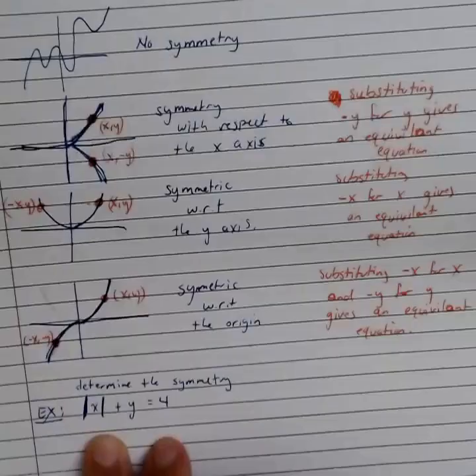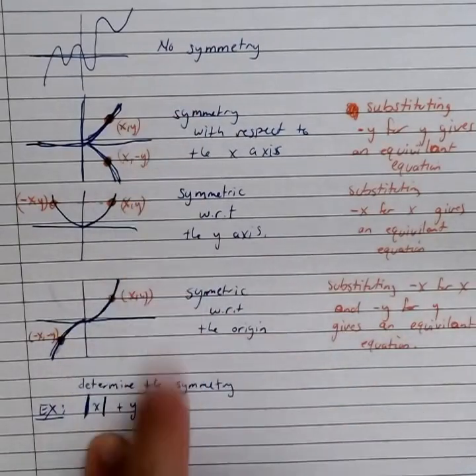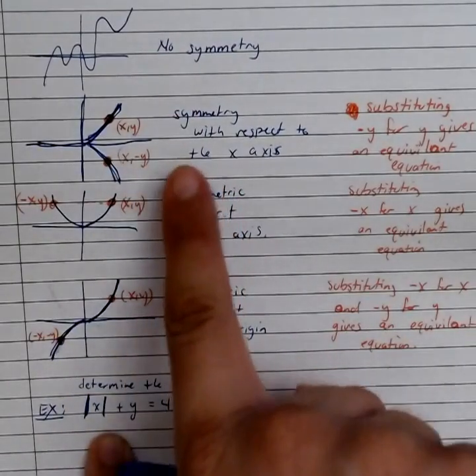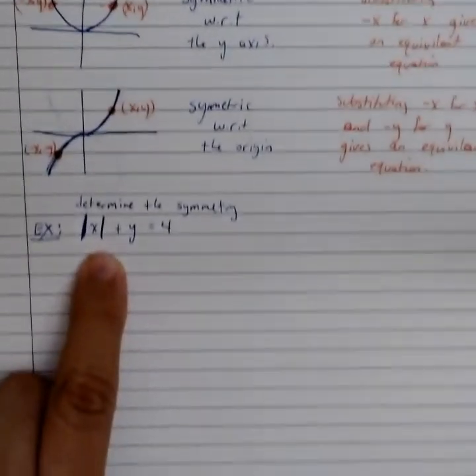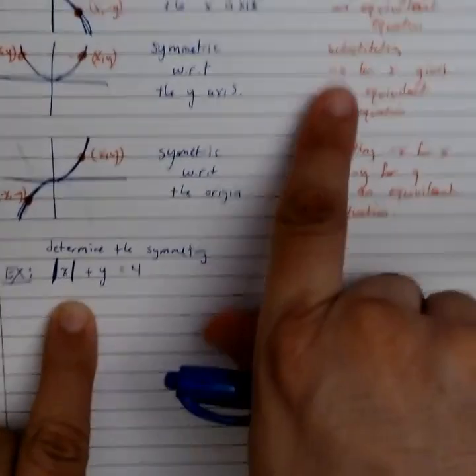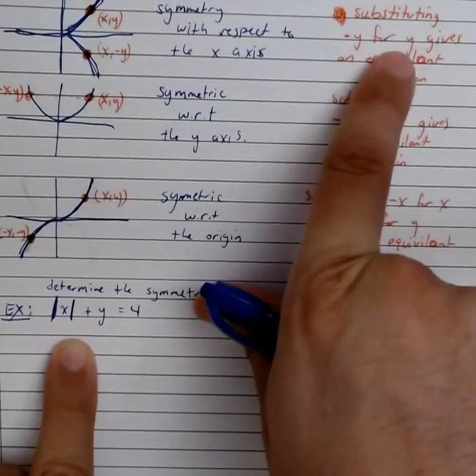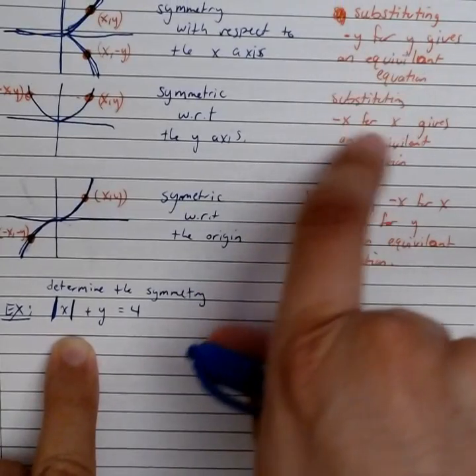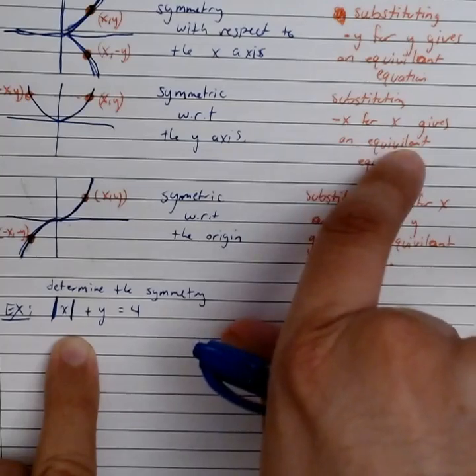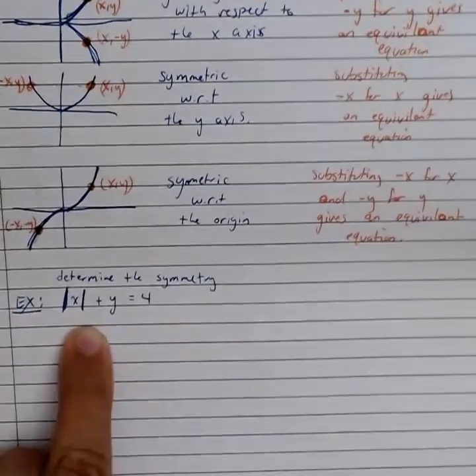Note that it is possible not to have any symmetry. So just because you're told to determine the symmetry, that doesn't mean it has to be one of these three. It's possible you don't have any symmetries. Okay. So here, the way we test this is we're going to substitute in minus y for y. And we're going to see if it makes a difference. We're going to do the same thing for minus x and x. And then we'll do the same thing for both at the same time.